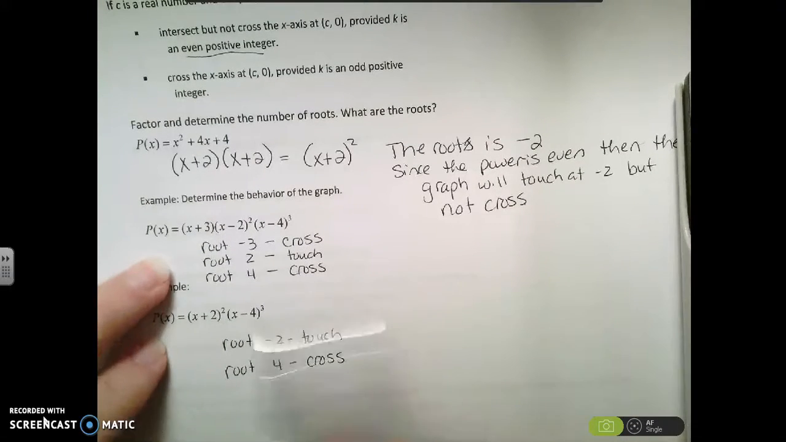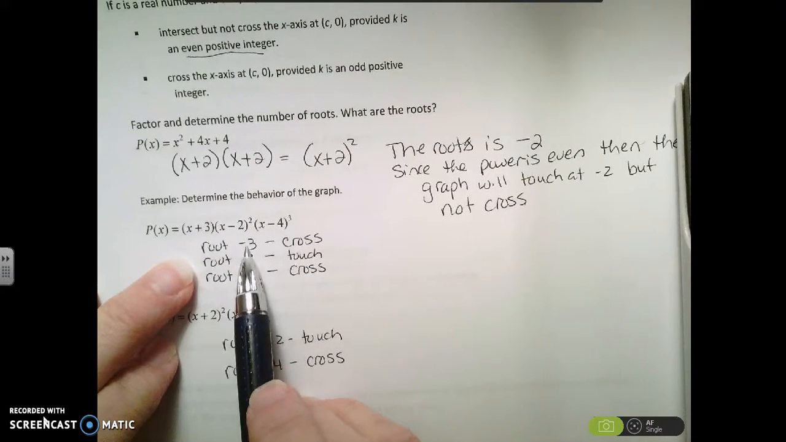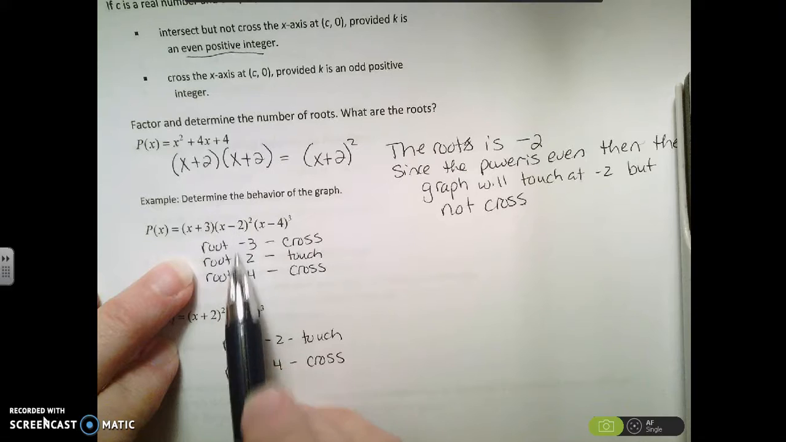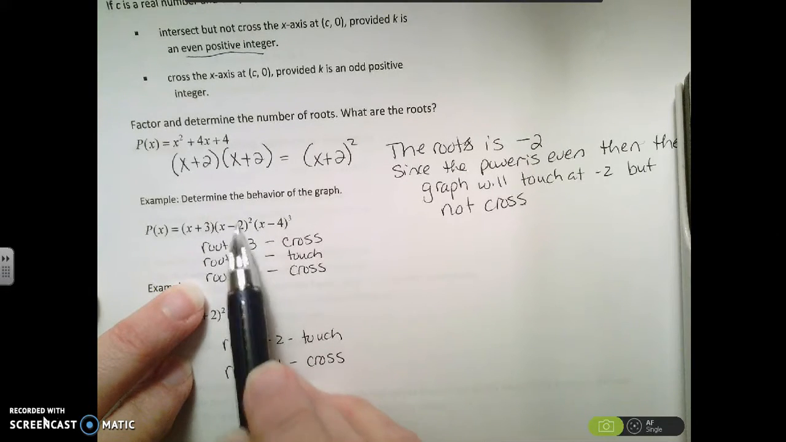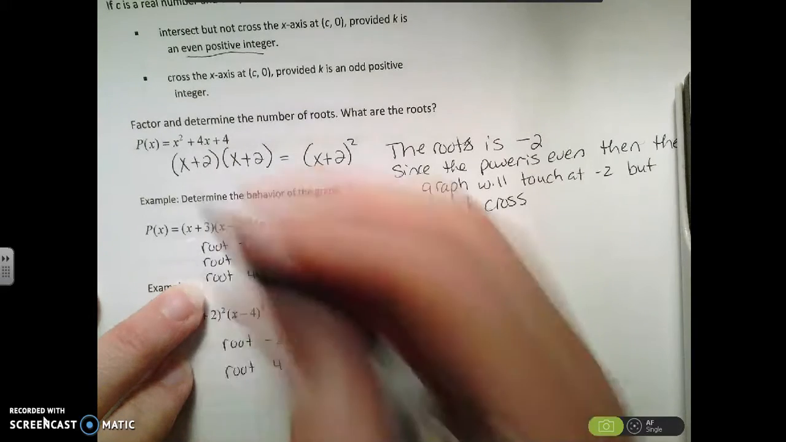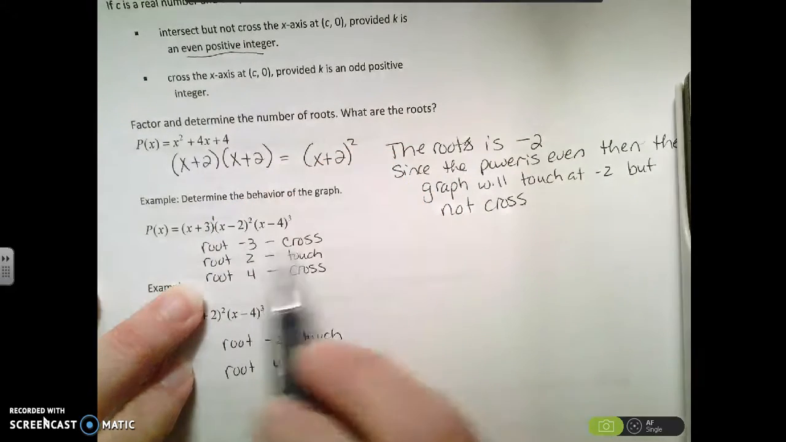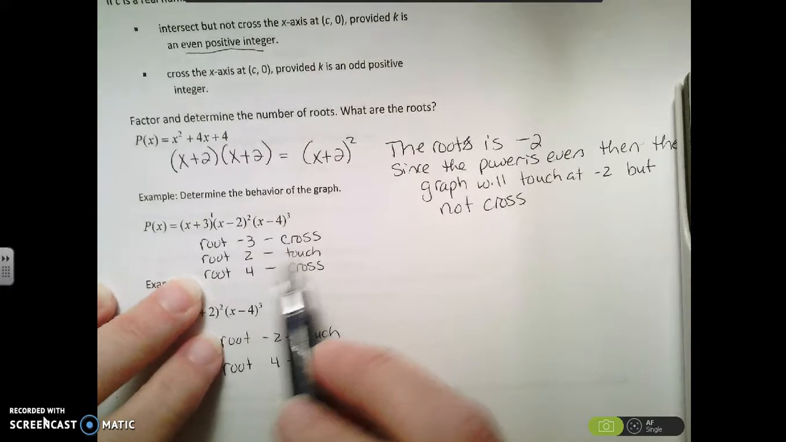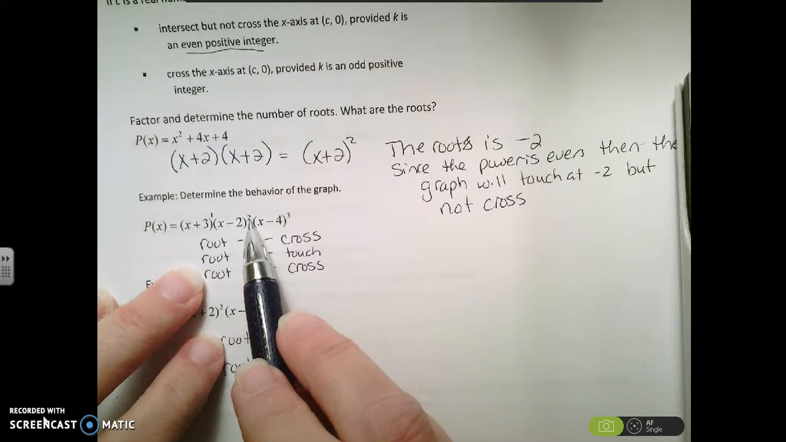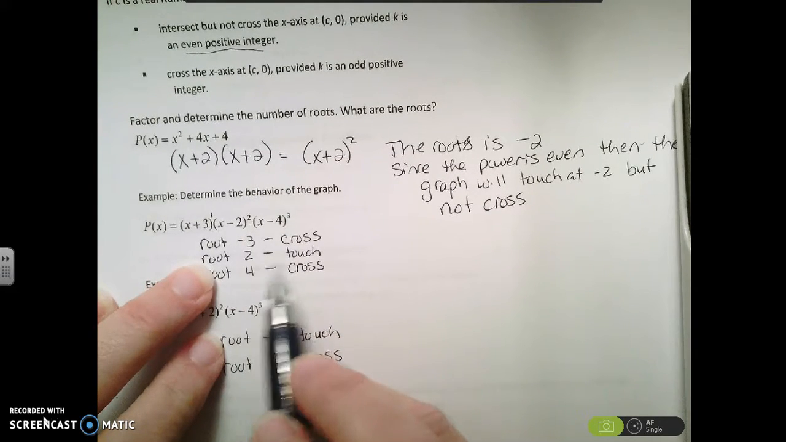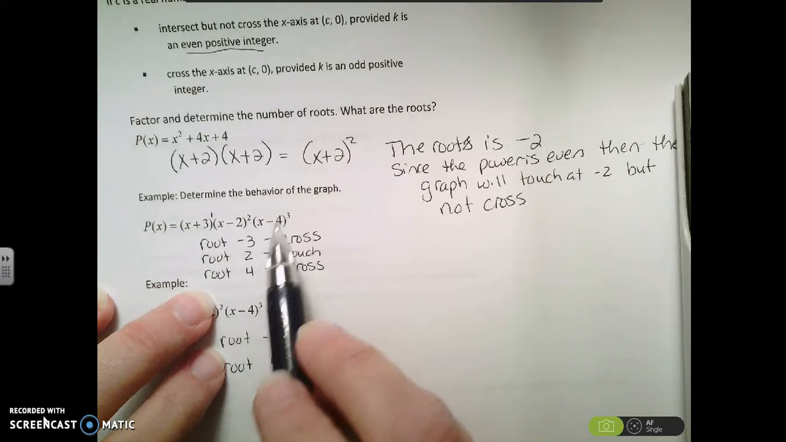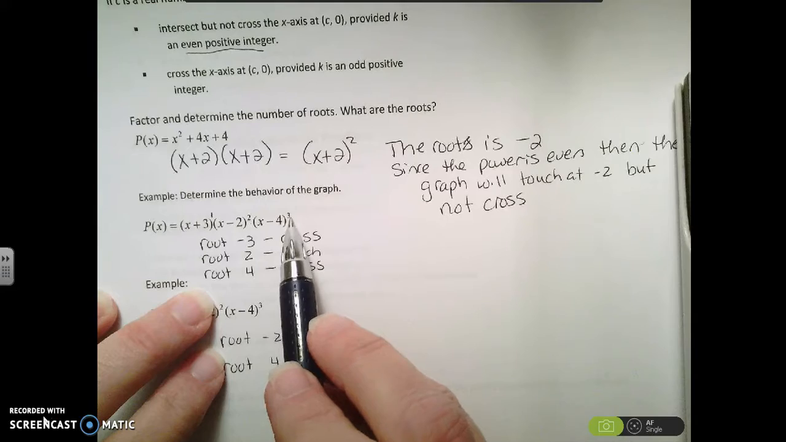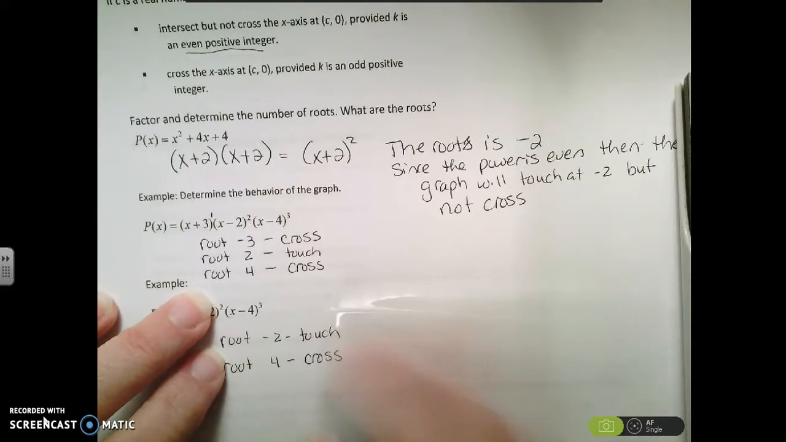So we can use the same things here. So our root is -3 on this one, our root is 2, and our root is 4. Since the power on the 3 is 1, it's an odd number, it's going to cross. Since the power on this one is 2, that means it's going to touch. And since the power at 4 is odd, it's going to cross.